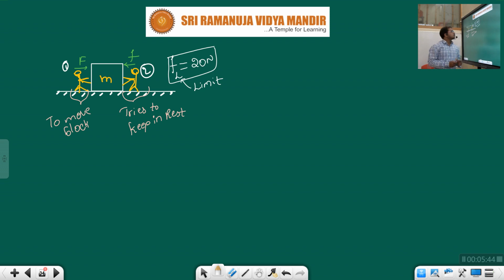Now, the first person is not applying any force, children. The force applied by the first person is 0. That pushing force, capital F, is 0. What is the objective, children? The block should not move, right? The block should be in rest condition.